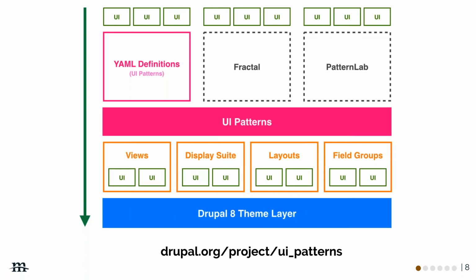So UI Patterns allows us to work with the YAML definitions for content, Fractal, or Pattern Lab, or many other frameworks that you can use for creating style guides. Then those become plugins that you can align with views, Display Suite, layouts, and field groups, and that allows you to easily theme those patterns.